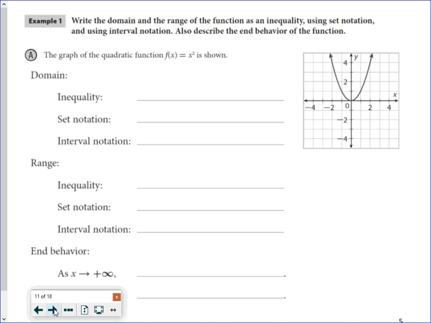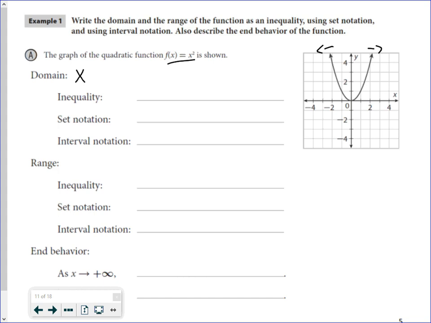So going on to A, we're going to figure out its domain, range, and end behavior. The graph of the quadratic function f of x equals x squared is shown. That's the U graph we see on the right. We need to figure out its domain. Remember, domain is all your possible x values. So we're going to look at the graph and see what our possible x values are. We can see that this graph goes to the left and to the right forever. It's going to the top left and to the top right. That means it goes to the left and up forever, and the right and up forever. That means it's going to hit every single possible x value.